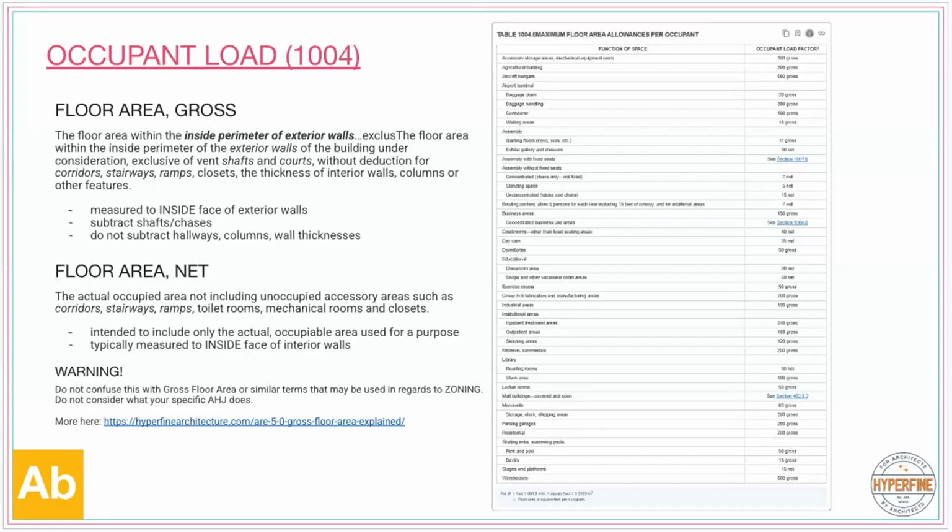So just know that gross sort of encompasses hallways, wall thicknesses. You don't really have to subtract these things. And floor area net is really room by room. And then once you have this measurement, you come over to this table, 1004.5 or 6, and then find whether it's a net or a gross multiplier, or factor, and then you find how many people can go in your space. So we'll do an example next, I think.